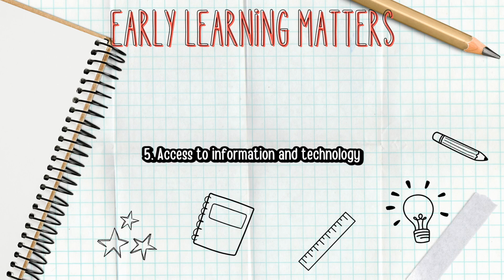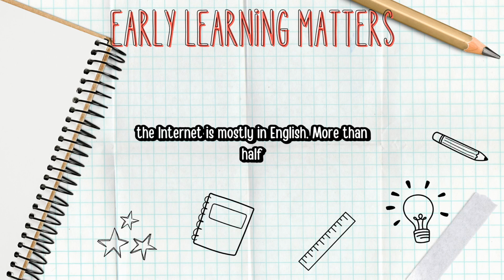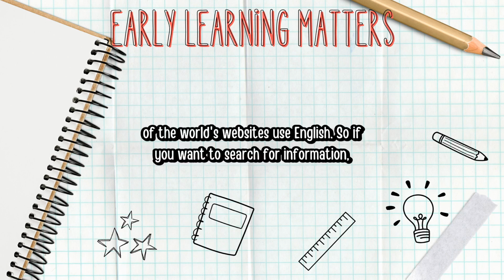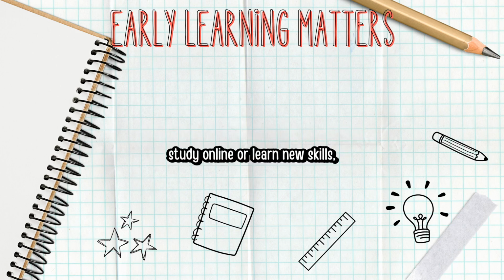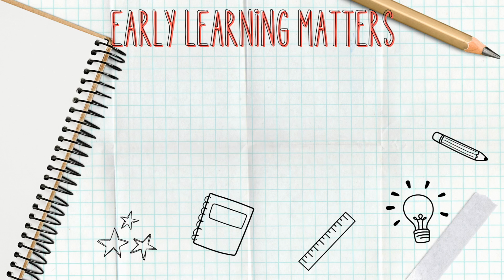5. Access to information and technology. The internet is mostly in English. More than half of the world's websites use English. So if you want to search for information, study online, or learn new skills, knowing English is a huge advantage.